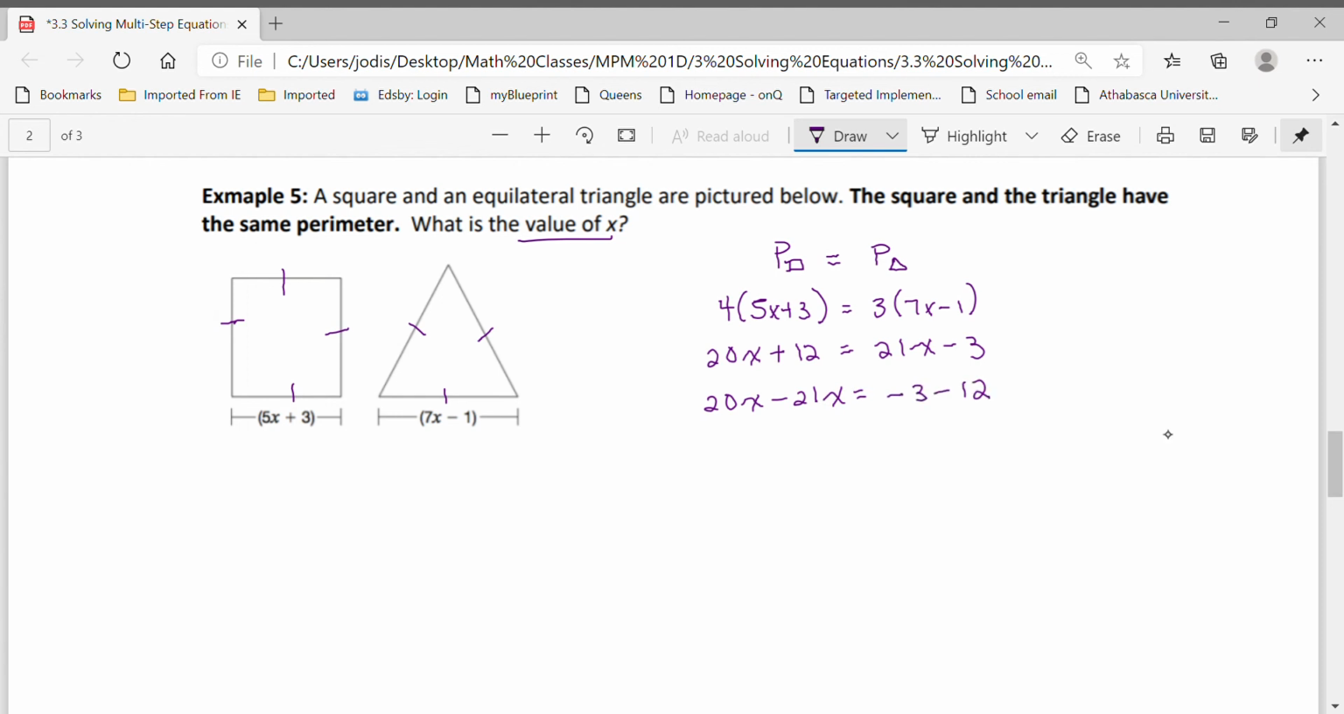And then we can simplify here. So what have we got? Negative x and negative 15. Divide by negative 1, right? We can't just leave a negative x, and x is 15. So therefore, the value of x is 15.